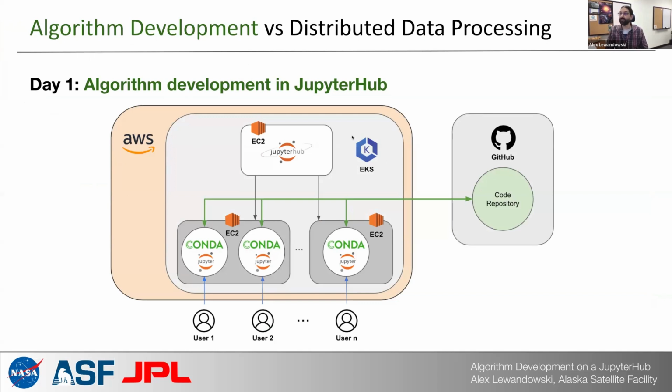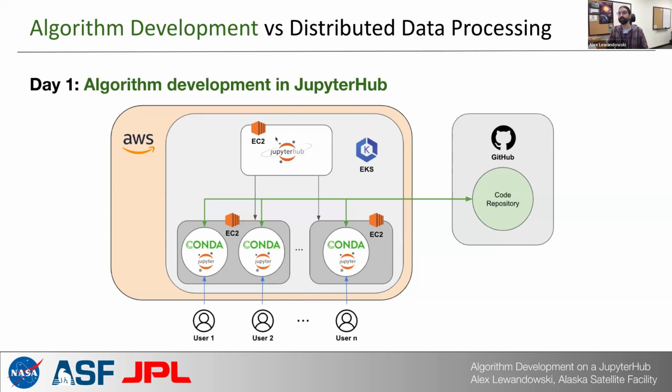So this is an architectural diagram. The orange box here represents an AWS account. Inside of the account is a JupyterHub that's running inside of a Kubernetes cluster. So that's this blue box. Inside the Kubernetes cluster, there are multiple nodes. Each of these rounded boxes represents a node, and a node runs on an EC2 instance.